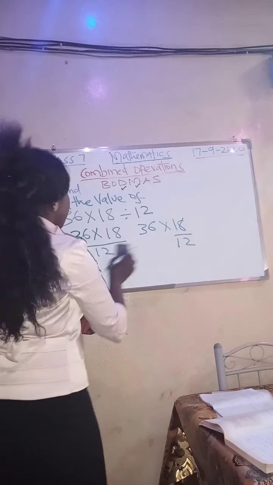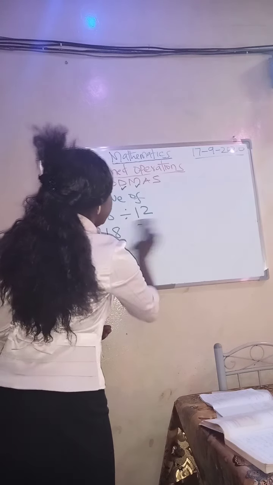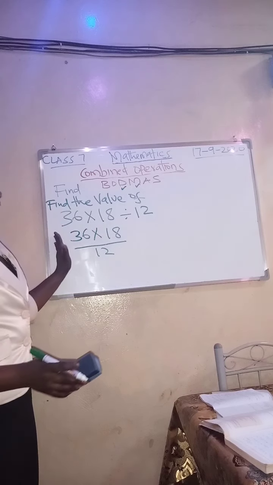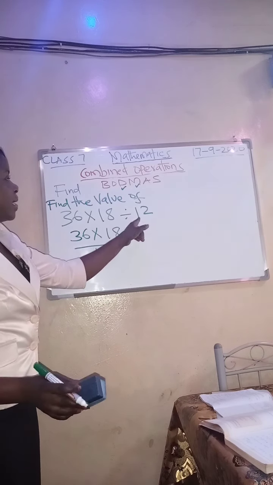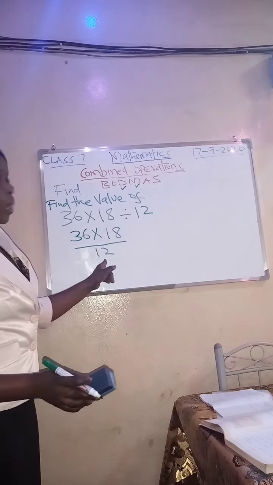Now, let me write it like this. Let me just put it like that. 36 times 18 over 12. Let's now calculate and we will get our answer. So we are going to divide. We have a 12, we have a 36, we have a 18.